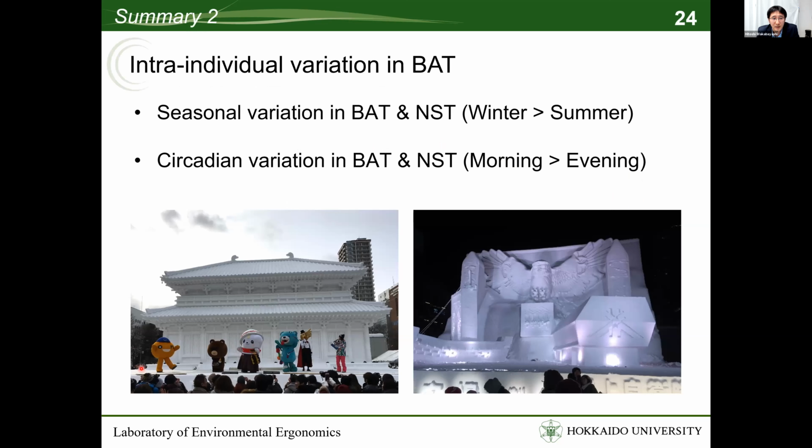This is the summary about the intra-individual variation in BAT. There is a seasonal variation in BAT and non-shivering thermogenesis that is higher in winter than in summer. And circadian variation in BAT and non-shivering thermogenesis was also observed, that is higher in the morning than evening.